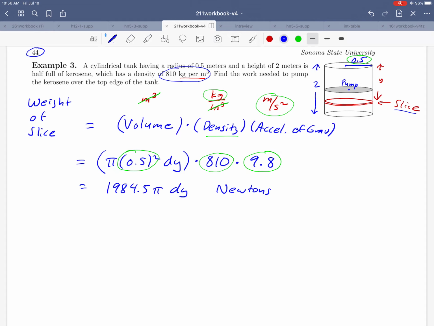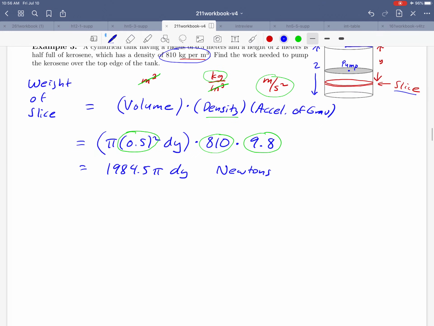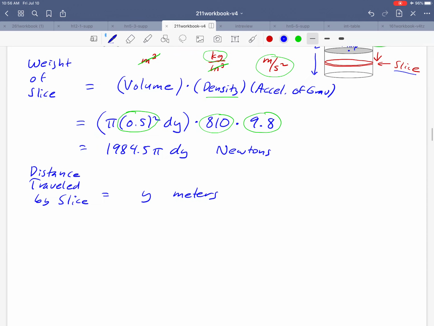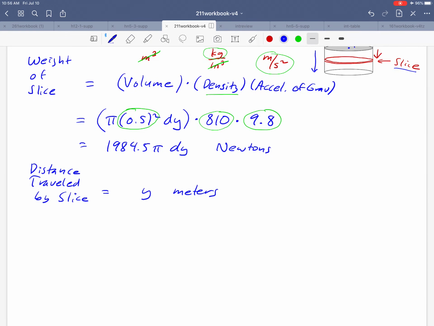Okay, what is the other component of work besides force? It's distance. So now the question is, what is the distance that that slice travels? Well, from our picture, we can see that the distance traveled is just what we're calling y. So that's going to be y meters. And we are all set up.